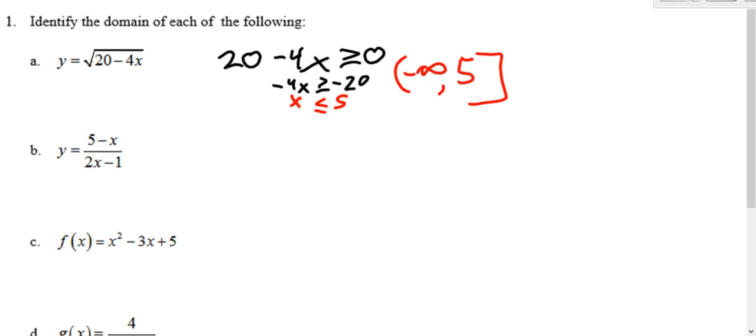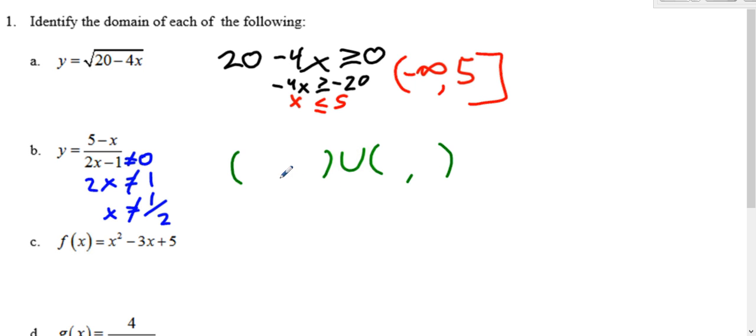For b, the restriction is you cannot divide by 0. So 2x minus 1 cannot equal 0. That's our restriction. Then you solve it. Move the 1, you get 2x cannot equal 1. So x cannot equal 1/2. Since that's the restriction, x cannot equal 1/2. It's everything but 1/2. So it's negative infinity to 1/2 and 1/2 to infinity.